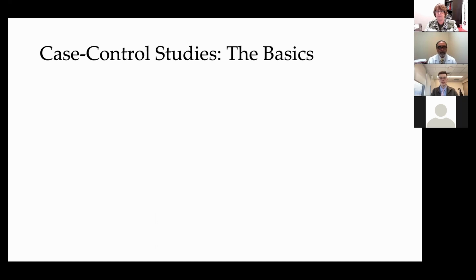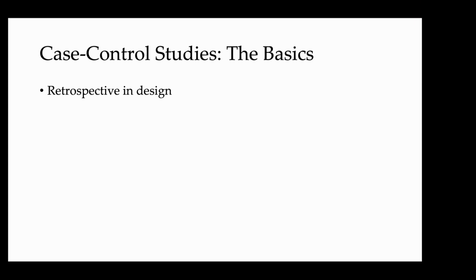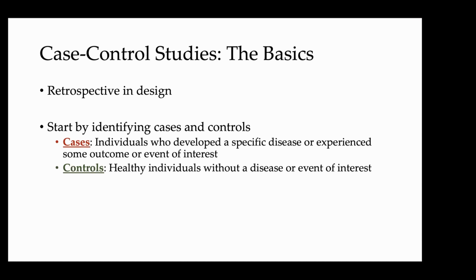To start off, I think it's good to introduce some basic concepts when it comes to case control studies. These are going to be retrospective in design. What that means is you're going to be starting at some specified time point and looking back over a certain period. One of the first things you'll want to do is start by identifying cases and controls. For studies, it's good to have a very specific definition of what a case and control is, but in its most basic definition, a case is going to be an individual who's developed a specific disease or has some outcome or event of interest.